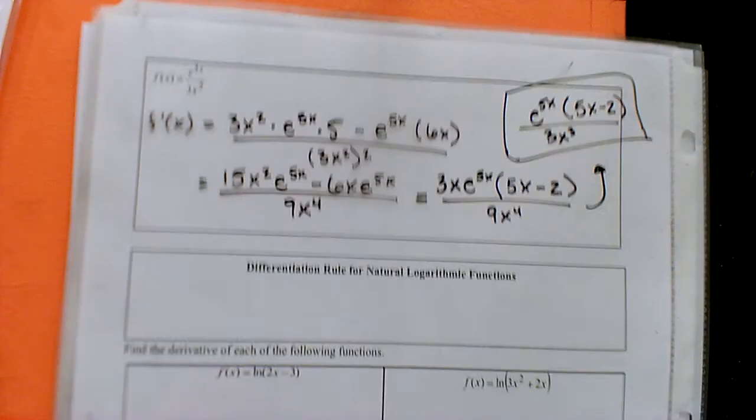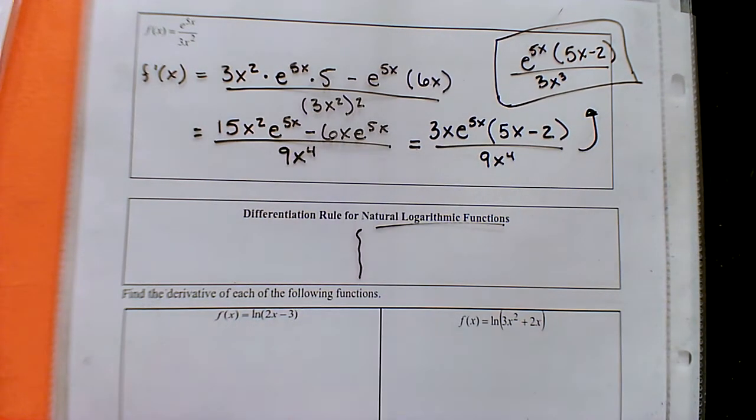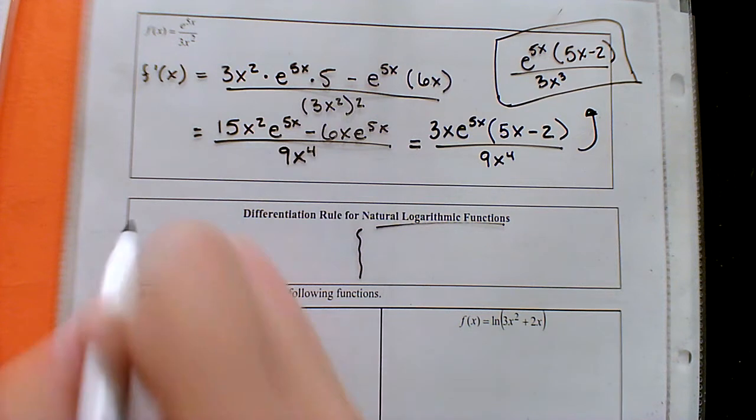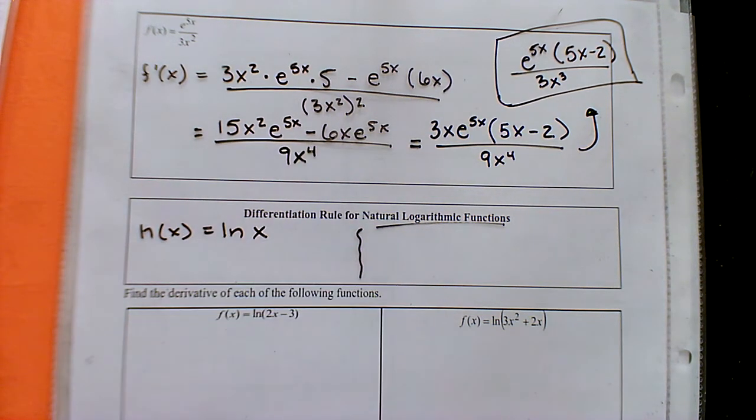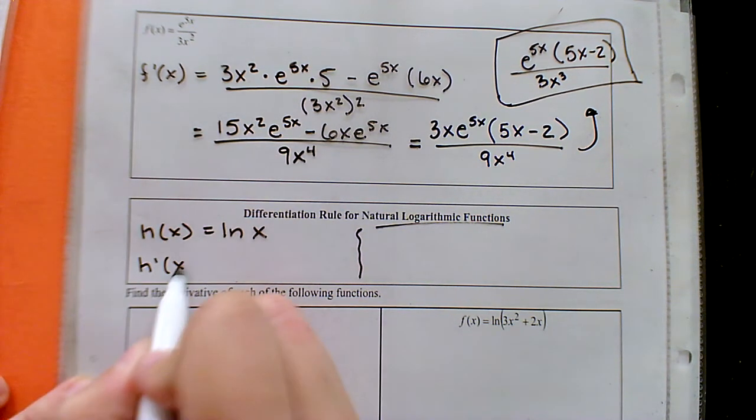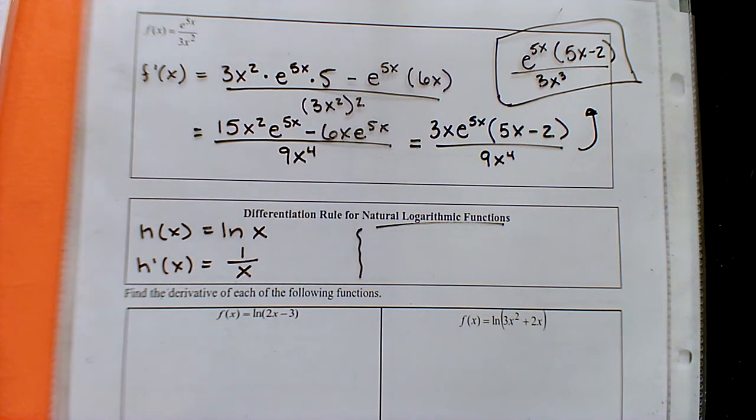All right, natural logs are going to be very similar. We're going to take a look at two different shortcuts, again, depending on which type of natural log we have. If we have the natural log of just x, nothing crazy, just x, then the derivative is 1 over x.